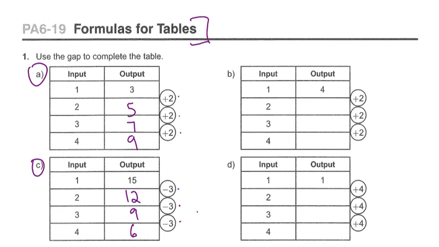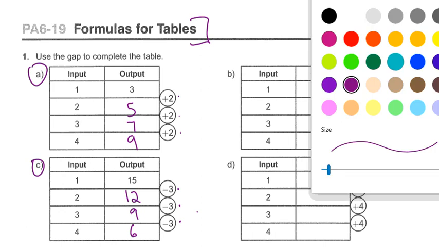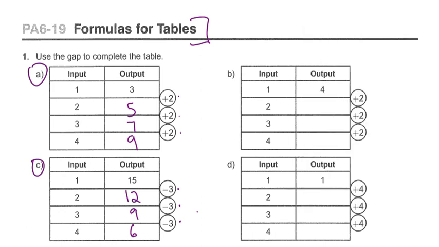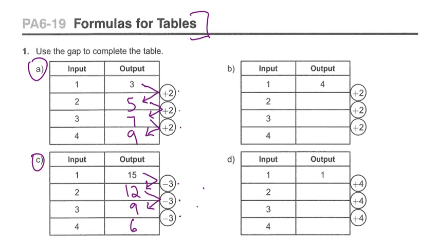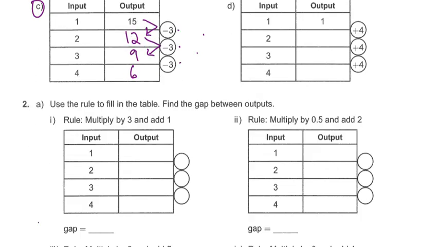It says for number 1, use the gap to complete the table. I'm just going to grab another color here. So for this one we started with a gap that's plus 2 and we simply add 3 plus 2 and that gives us 5. We keep going down the table and we get 5, 7, 9. Do the same for C. Starting at 15 minus 3, so that gives us 12. And then we do the gap again, minus 3 is 9, minus 3 again is 6. All right. Moving on, try to do B and D there.